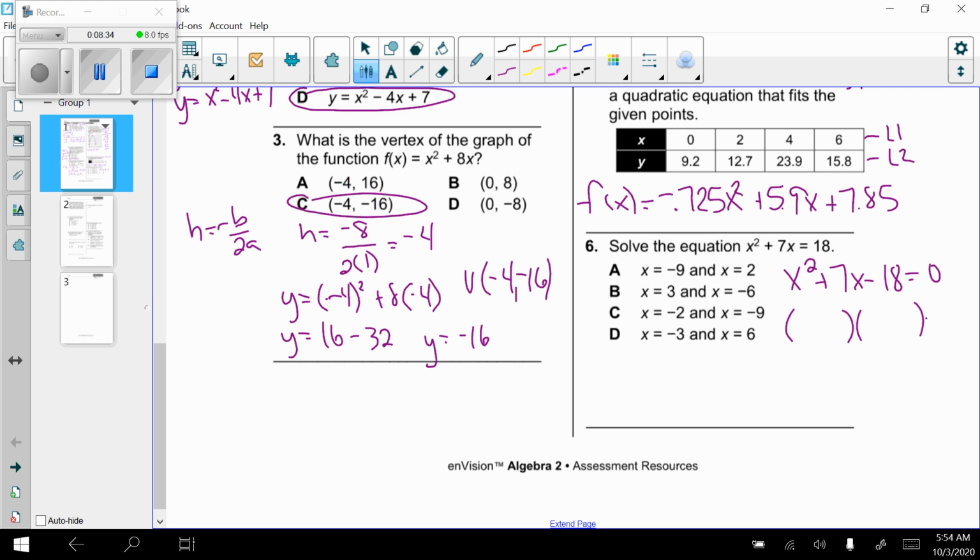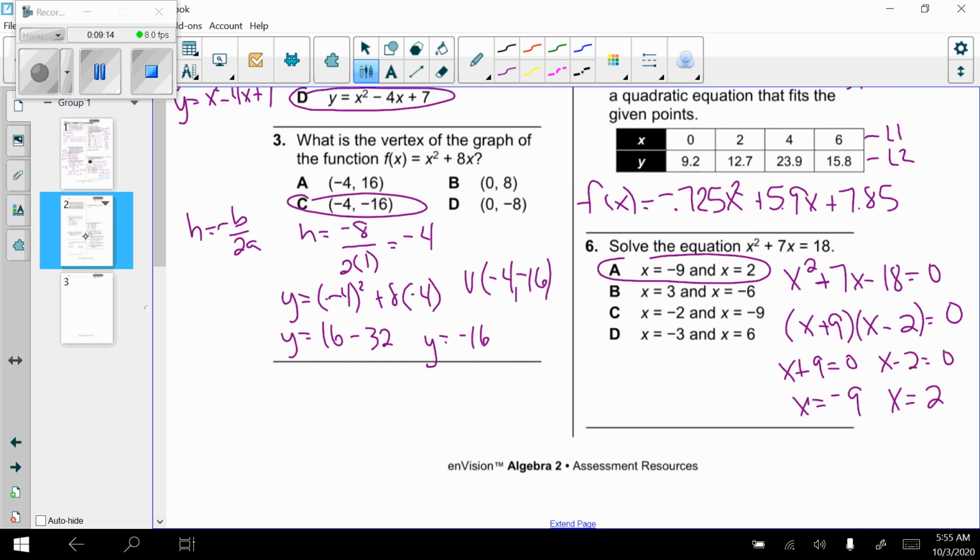So 2 parentheses equals 0, x and x. And I ask myself, what can I multiply together to get negative 18, but add to get a positive 7? Well, I know that 9 and 2 give me 18, and I can get a 7 out of 9 and a 2. I want my bigger number to be positive because I want a 7x, so it's plus 9, minus 2. They didn't ask me to factor, they asked me to solve, so now that's where I set each of my factors equal to 0 and solve. So here I get x equals negative 9, here I get x equals 2. So negative 9 and 2, that was A.